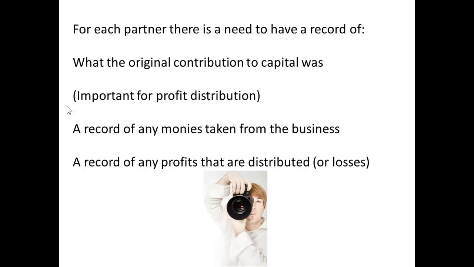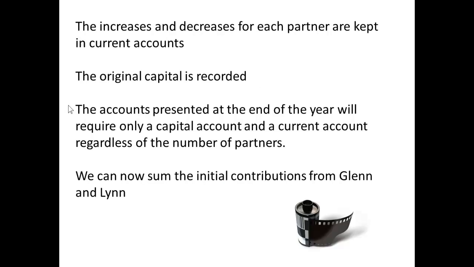For each partner, we need to have a record of what the original contribution to capital was. That's important in the profit distribution. That's part of the partnership agreement. We also need to have a record of monies that they take from the business and a record of how any profits are distributed, or indeed how any losses are distributed. So the increases and decreases for each partner we keep in current accounts, but we still record the original capital. So we're going to have two sets of accounts for each partner, a capital account and a current account.